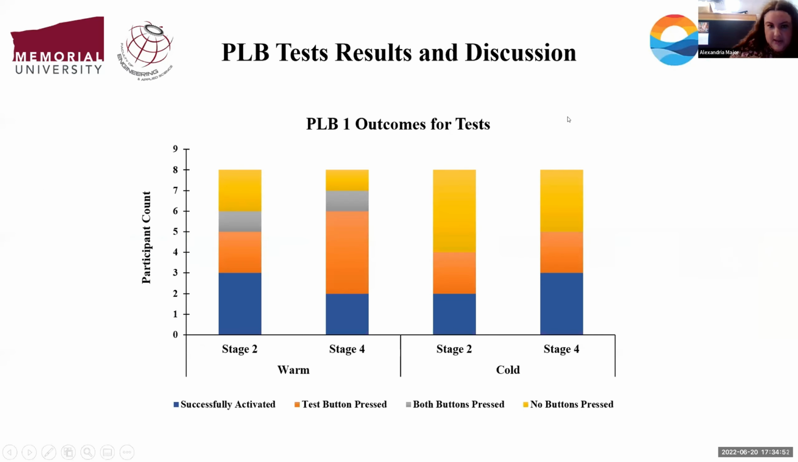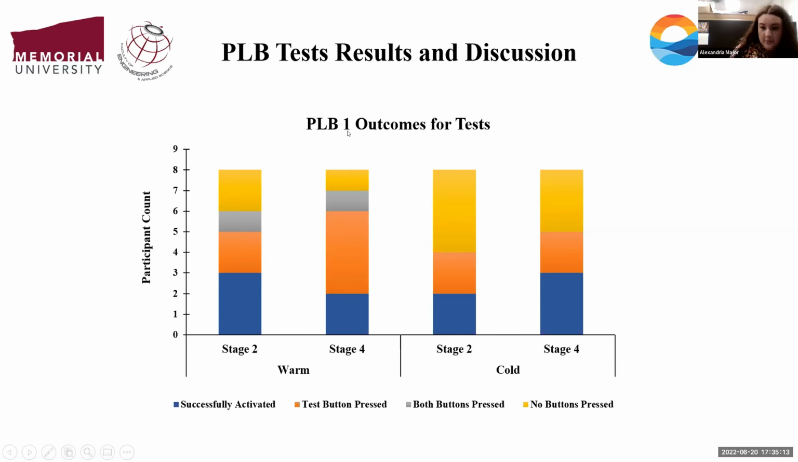So for the PLB test, as you can see here, there were 4 different outcomes that were looked at for the warm and the cold and the different stages of the experiment, the PLB experiment. So stage 2 is the first time they were activating the device, and stage 4 was the second time. So here, as you can see, this is PLB 1.